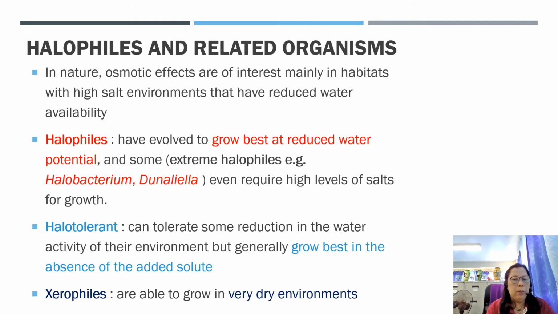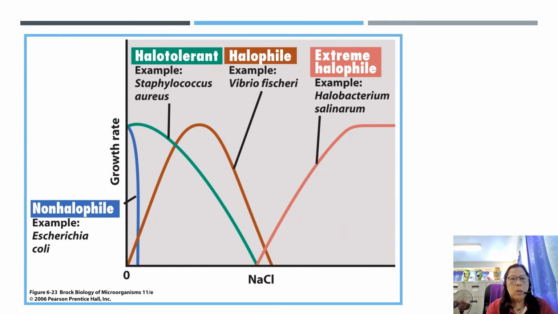Then you have xerophiles. They grow in dry environments or low water content. So here are some examples. The halotolerant is represented by the green line, and then the halophiles by the brown, and then you have here the peach color for the extreme halophiles.